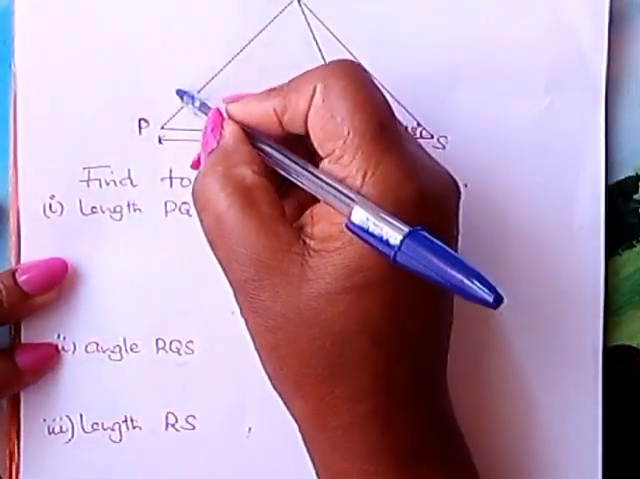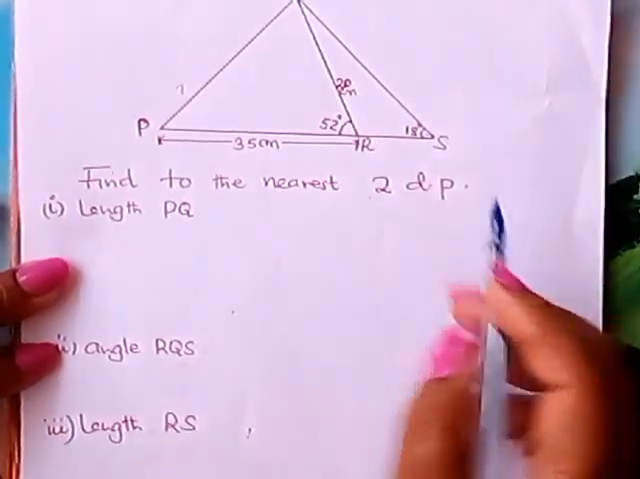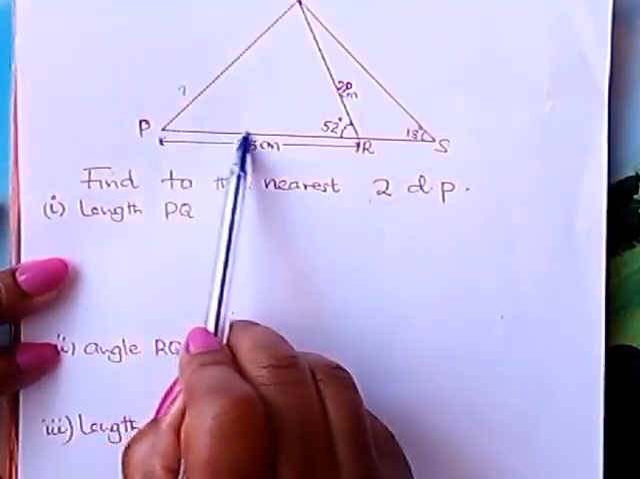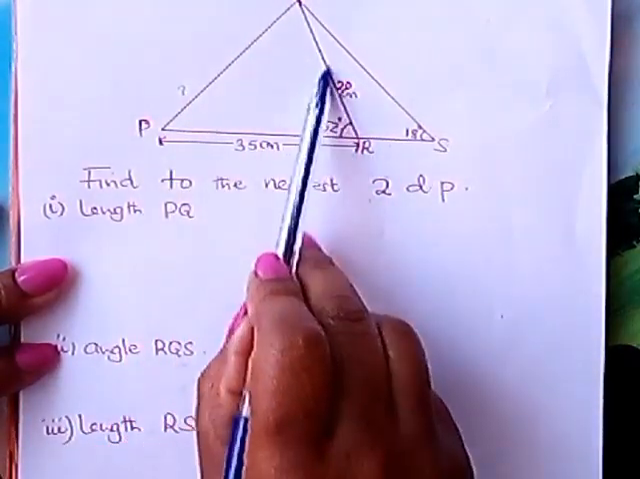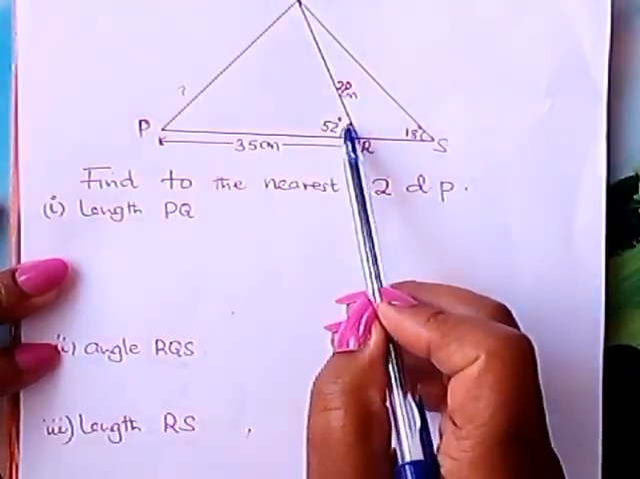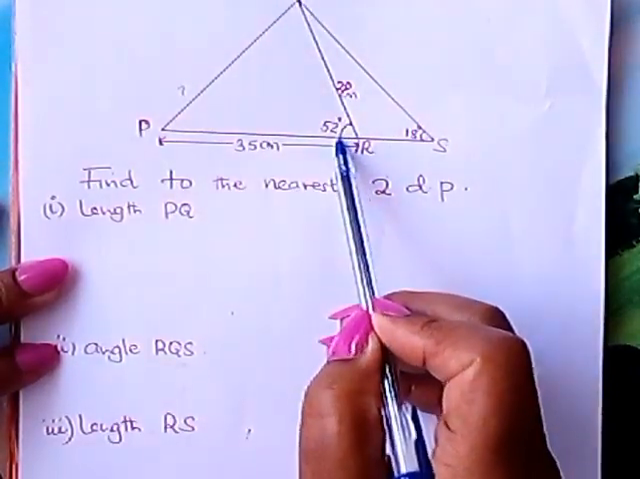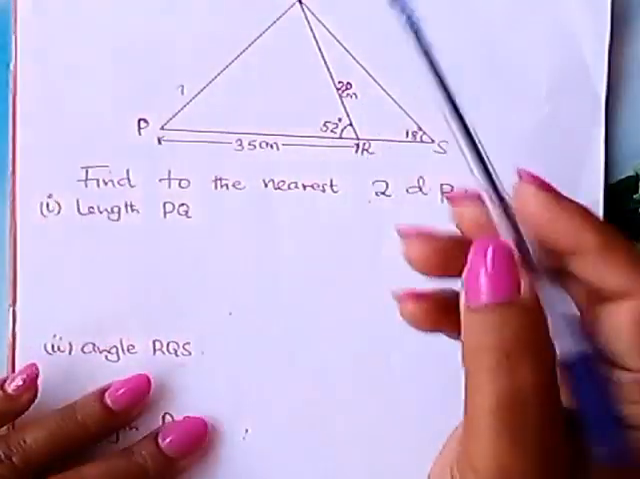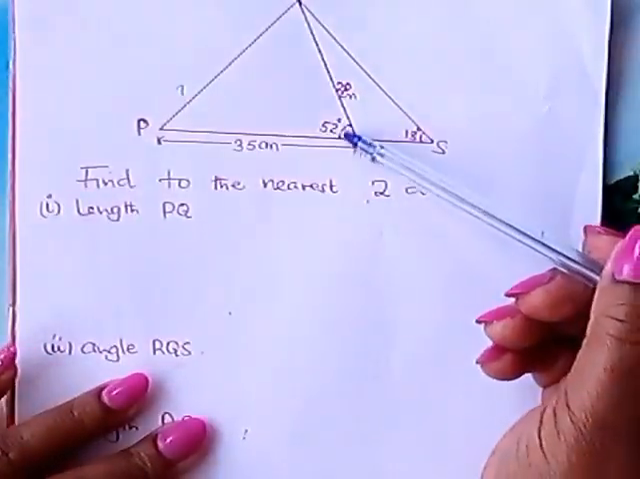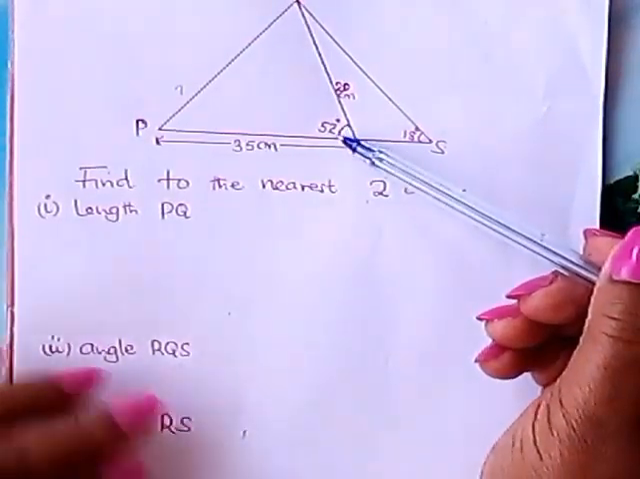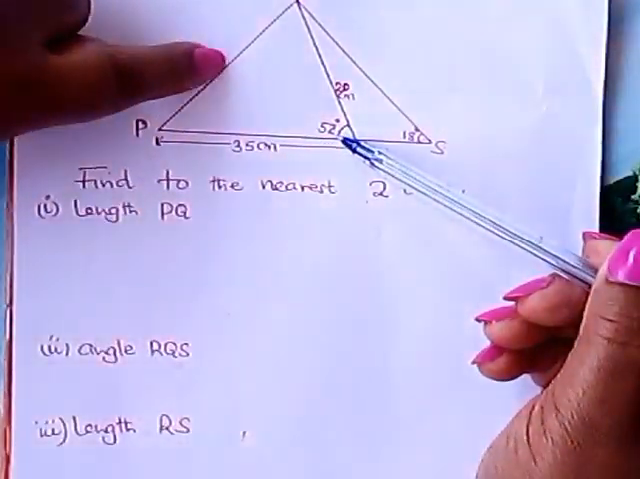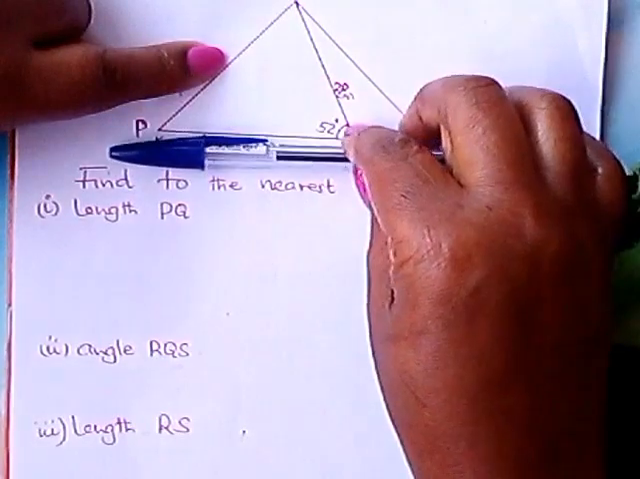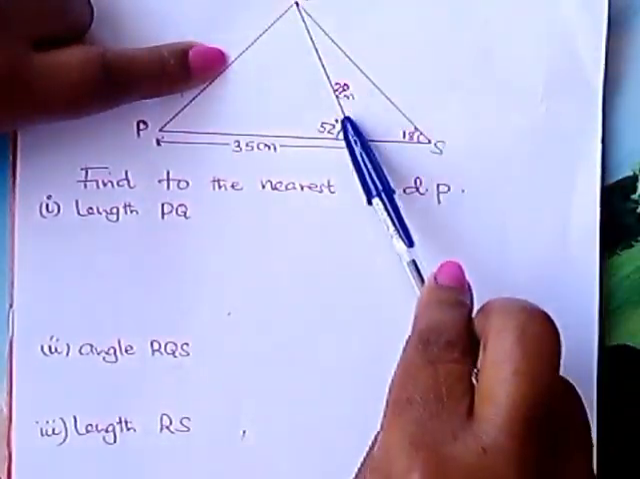So how do you find this side, learner? Here, what are you given? You are given this side, you are given this side 20, and you are given an angle there, 52, an included angle. It is in between two given sides, 20 and 35. How do you get this side? You are given this side and this side and an included angle.